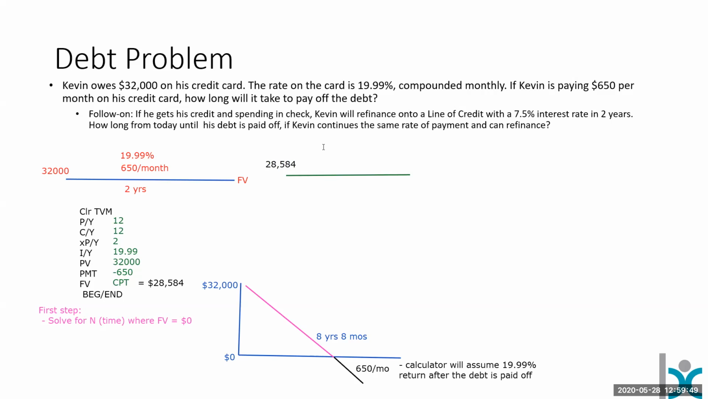Now we know 7.5%, no longer 19.99%. What's the payment here? So still $650 a month, beautiful. And what's my N here, or my time? That's again what we're trying to compute. And future value, 0.